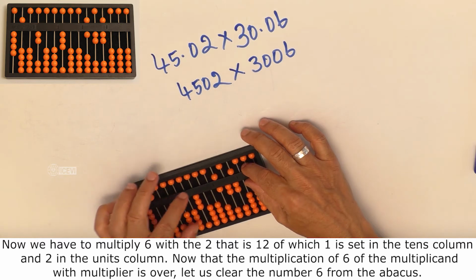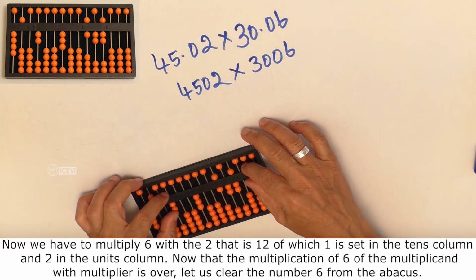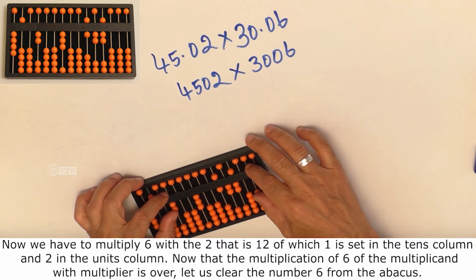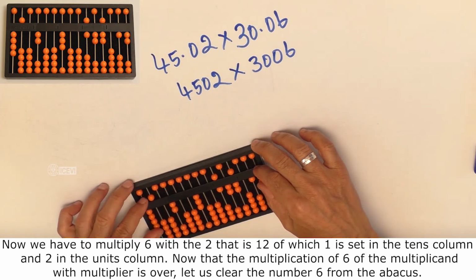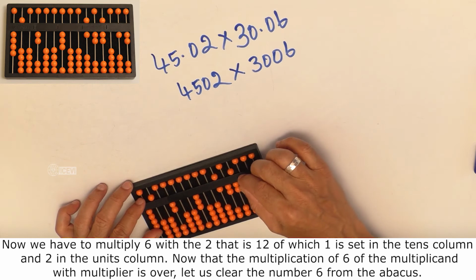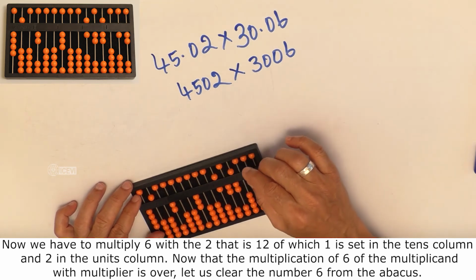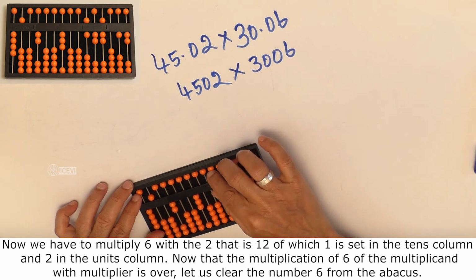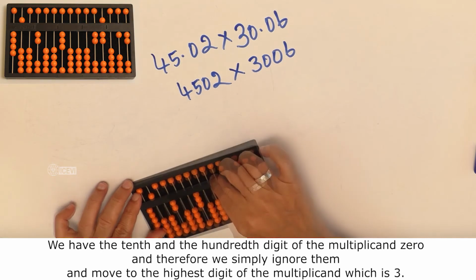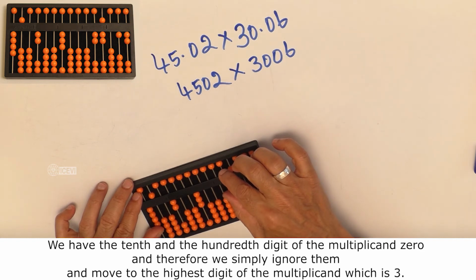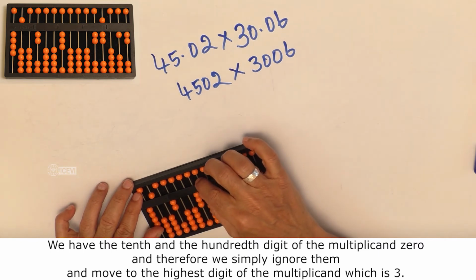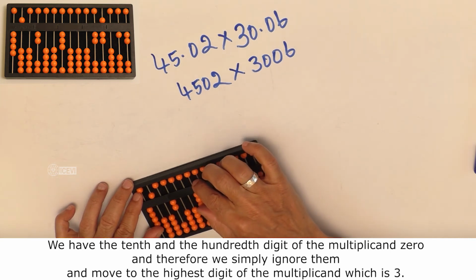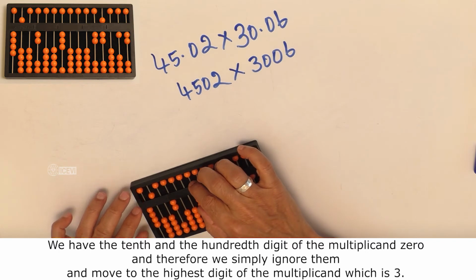Now we multiply 6 with 2, that is 12, of which 1 is set in the tens column and 2 in the units column. Now that the multiplication of 6 of the multiplicand with the multiplier is over, let us clear the number 6 from the abacus. We have the 10th and 100th digits of the multiplicand 0, and therefore we simply ignore them and move to the highest digit of the multiplicand, which is 3.